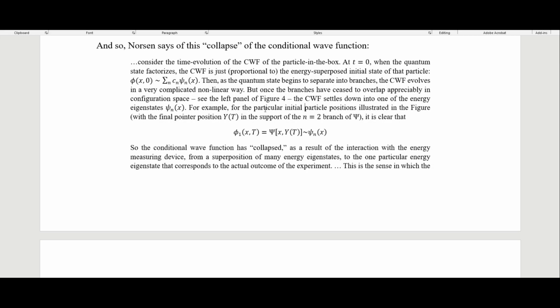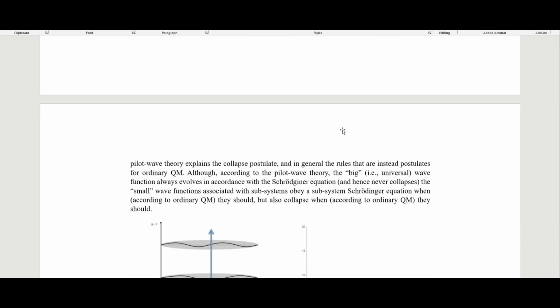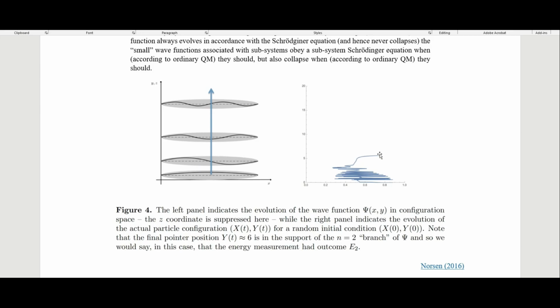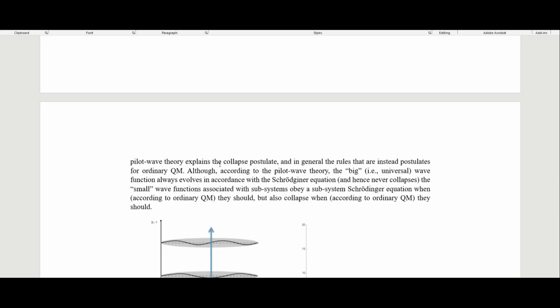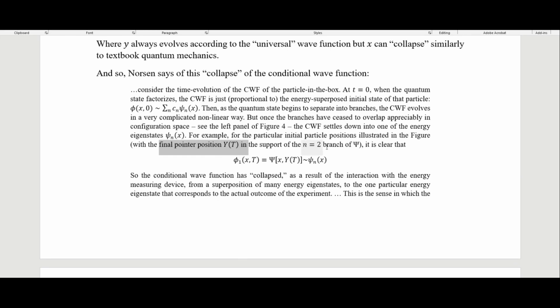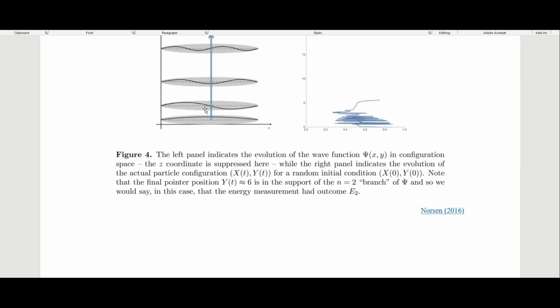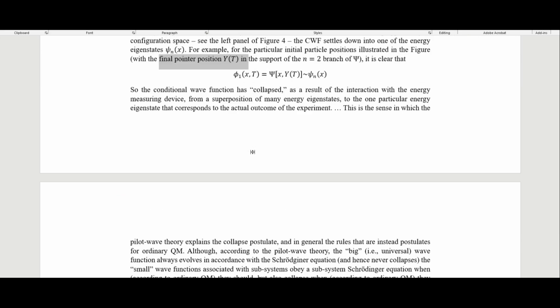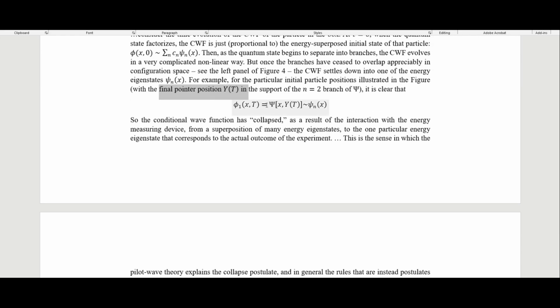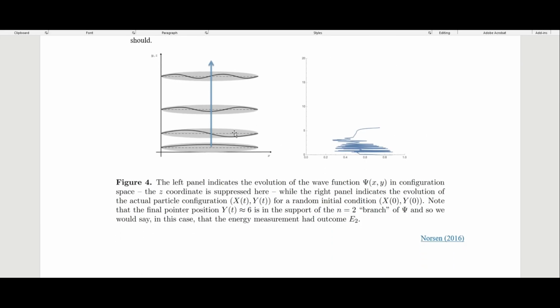For example, for the particular initial particle position illustrated in the figure, with the final pointer position y of t in the support of n equals 2. So we see the particle stops right here in configuration space, which corresponds to this energy eigenstate. And n equals 2 is just the first excited state here. It's just talking about this right here.